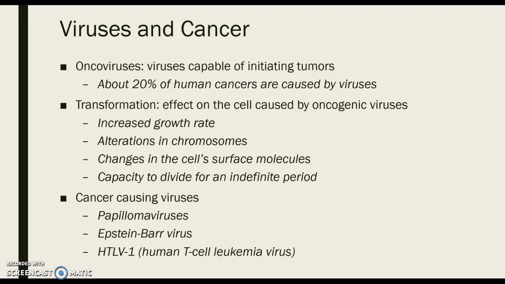So, viruses and cancer. Oncoviruses are viruses capable of initiating tumors. About 20% of human cancers are caused by viruses. Transformation is the effect on the cell caused by oncogenic viruses. It can cause an increase in growth rate, alterations in the actual chromosomes, changes in the cell surface molecules, and the capacity to divide for an indefinite period, which is not a good thing.